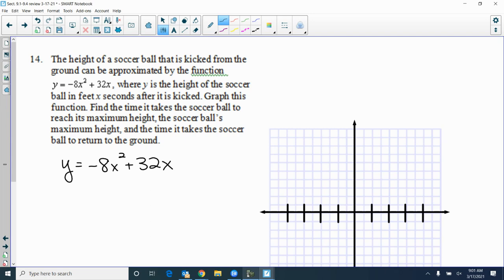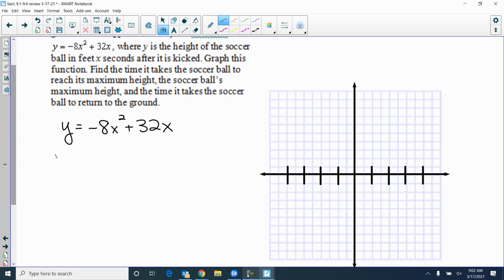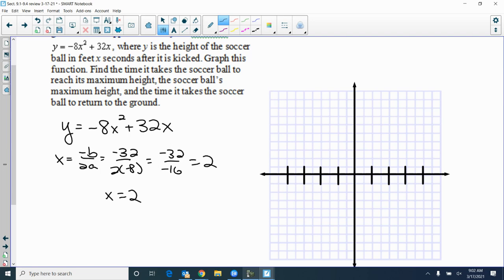Now you can do this on that other sheet of paper. You have a little bit more room. It doesn't have to be on this one. I just had those two graphs because I wanted to see how the layout was. So x equals negative b over 2a, negative 32 over 2 times negative 8. And it looks like I get 2. All right, plug in 2 and tell me what you get for y after that.